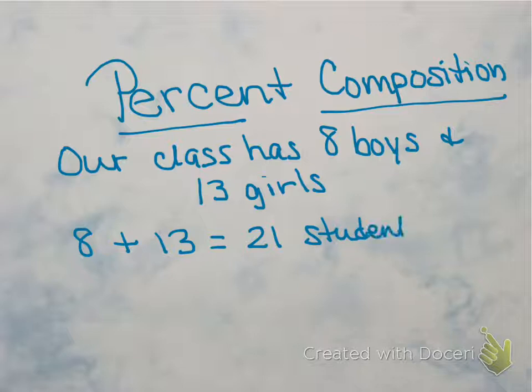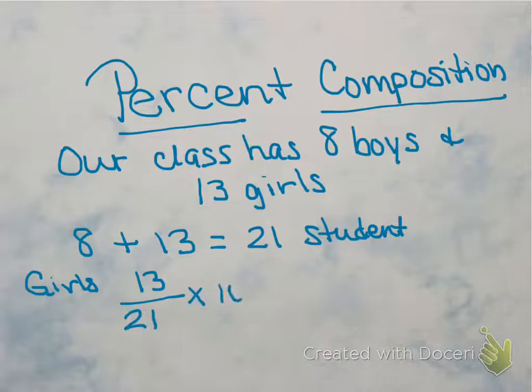And then to get the percentage of each, for example, girls make up, we have 13. So if we have 13 girls, we would take 13 divided by 21, then multiply by 100 to get it into a whole number. Let me plug that into my calculator. 13 divided by 21 times 100 is 61.90% girls.